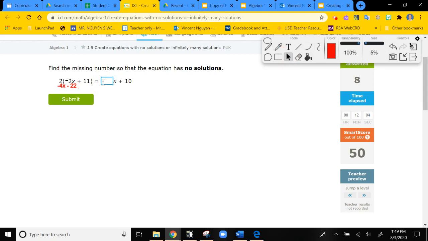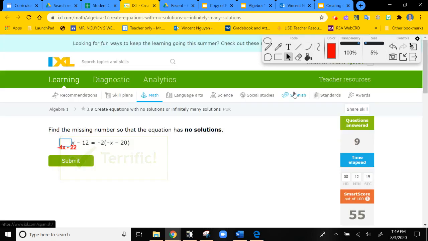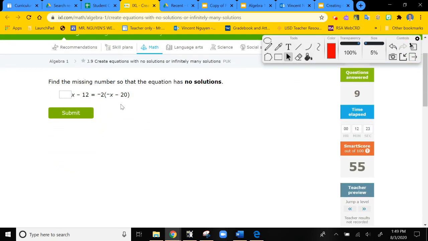So I'm going to type in negative 4, no x. I learned my lesson, okay? Negative 4. And so negative 4x and negative 4x will cancel, and then negative 22 equals 10 is a false statement, so no solution. Submit. Woohoo! Yay! No more mistakes. Okay. All right, let's do this one.